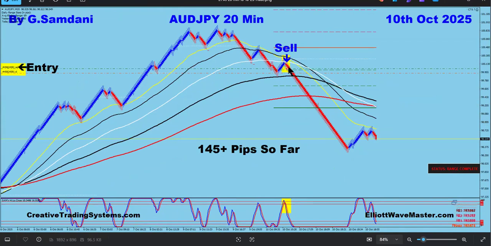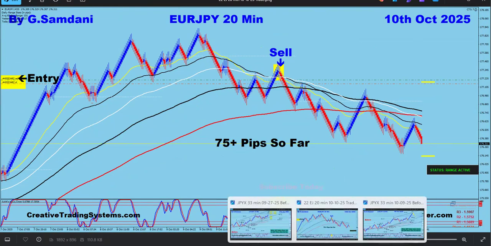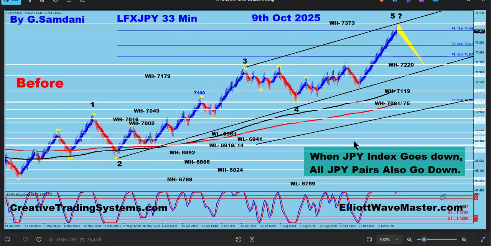But then Aussie yen, look at that. Beautiful entry here and then went down on the 10th for 145 pip. There's a bigger one from the 7-minute chart as well. I mean, we're going to see the euro yen. Beautiful entry to the downside. So now all yen pairs flip to the downside according to this chart. And this is also the chart that I posted on the Telegram for my subscribers, right?